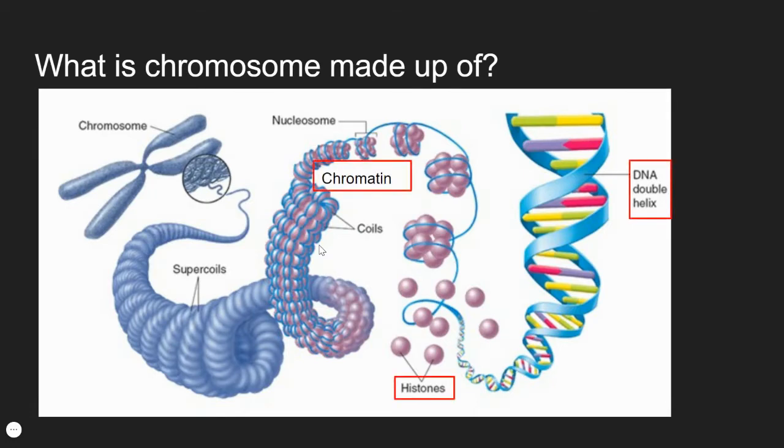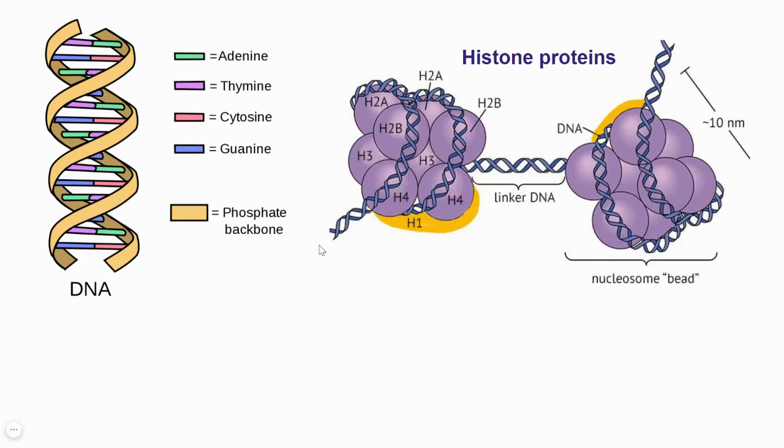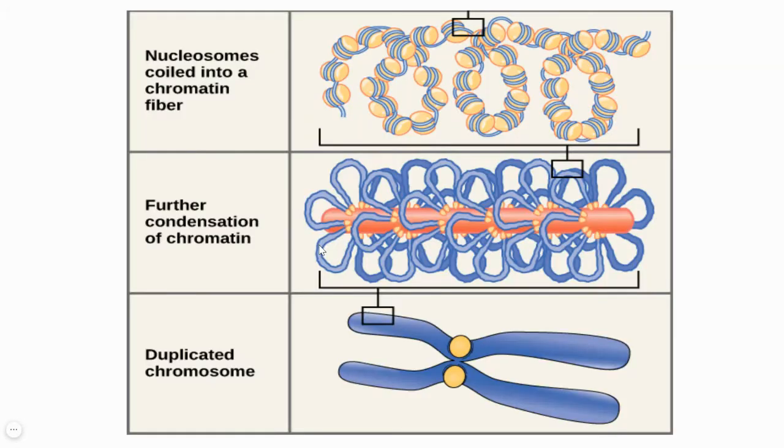So we say that a chromosome is composed of double helix DNA and chromatin, and these DNA are wrapped around histone proteins. Again, taking a closer look at the components of a chromosome, DNA molecules are wrapped around histone proteins and then further coiled and supercoiled to form a thick condensed structure called a chromosome in this manner.